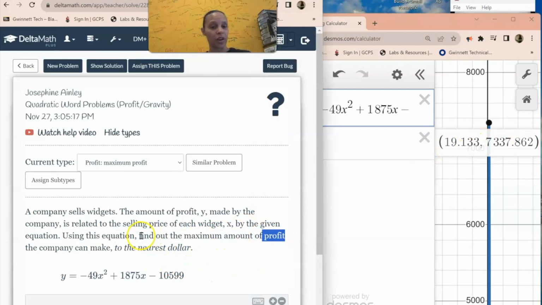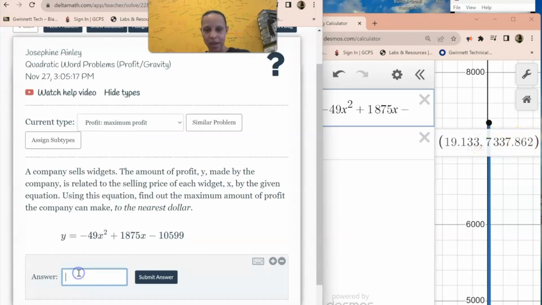So let's read the question, find out what profit is. Profit is Y. Price is X. So profit is the Y value. So this is the Y value that I'm going to type into my answer. 7337.862. All right, this is my profit.